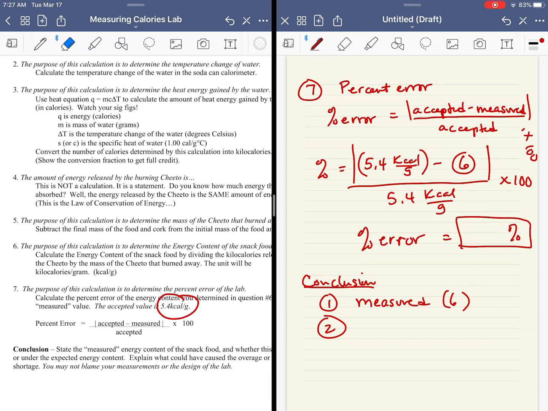You're going to state whether or not this measured value is over or under the accepted value, the accepted value being the 5.4 kilocalories per gram. And then the third statement is you need to explain why you think that is, why you think your measured value is over the expected or if it is under. So there should be at least 3 sentences in your conclusion paragraph.